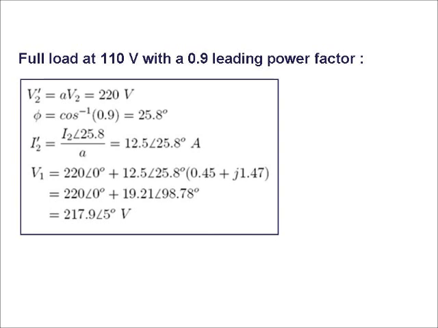I2 prime can be calculated by I2 phase 25.8 divided by a. So it's 12.5 phase 25.8. Your V1 is calculated with the equation that we saw on the slide, on the problem statement. So you see here that we have 220 phase 0 plus 12.5 phase 25.8, multiplied by the impedance 0.45 plus j 1.47. Okay.